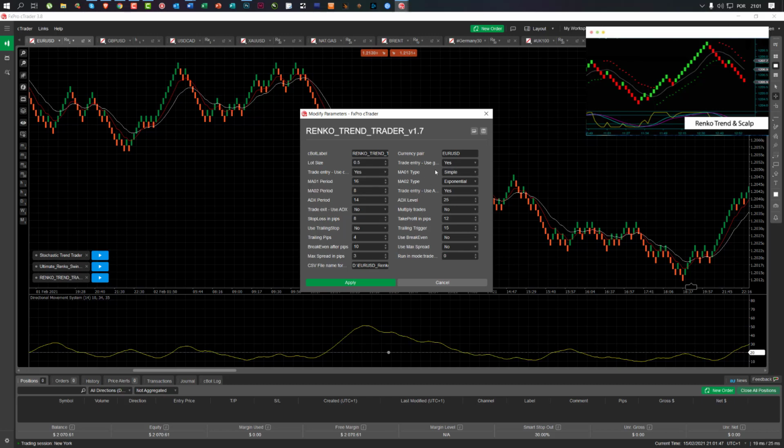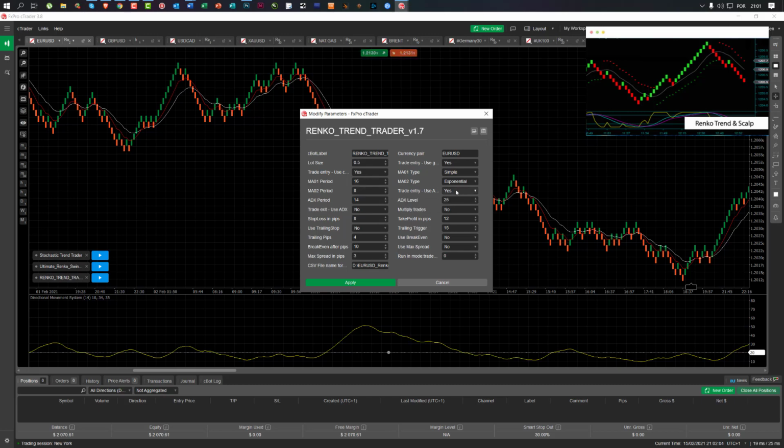Here you set the moving averages that you want to use. We recommend either simple or exponential; two exponential averages work really well. Something along the lines of 16 or 8 or 20 or 13 works beautifully.